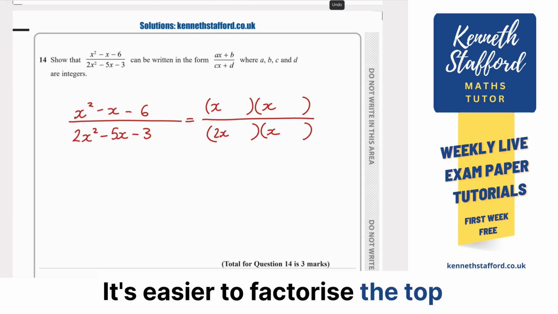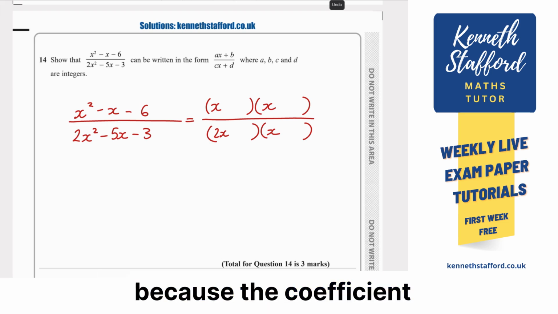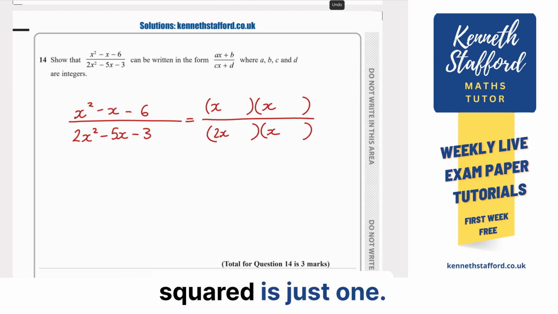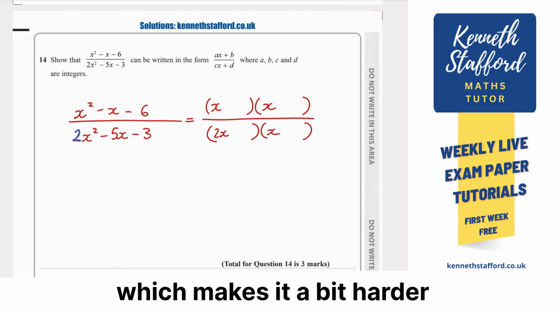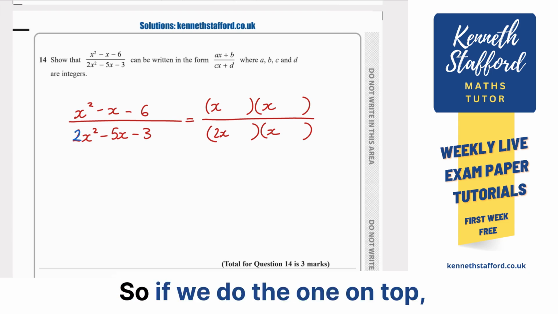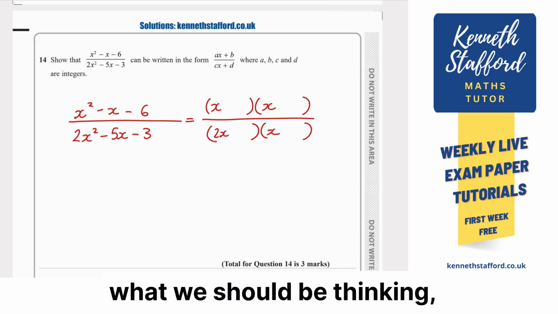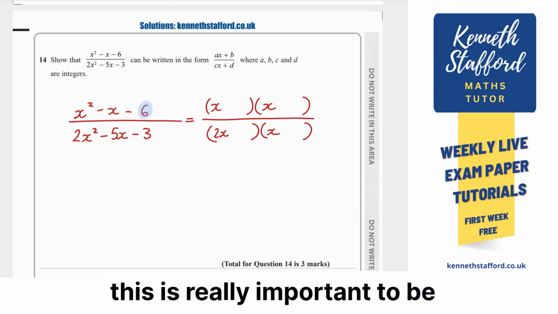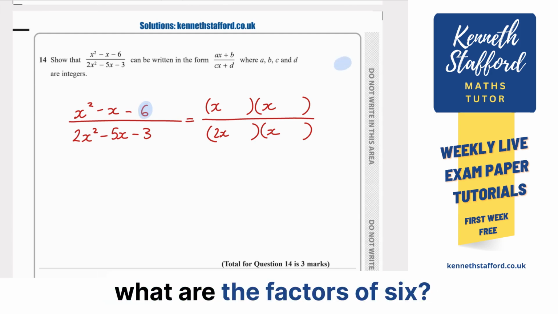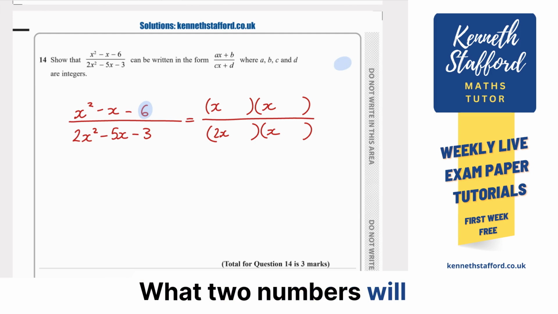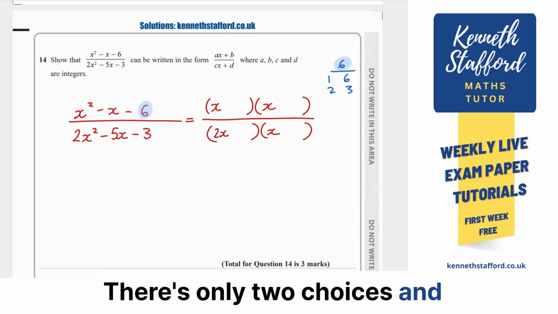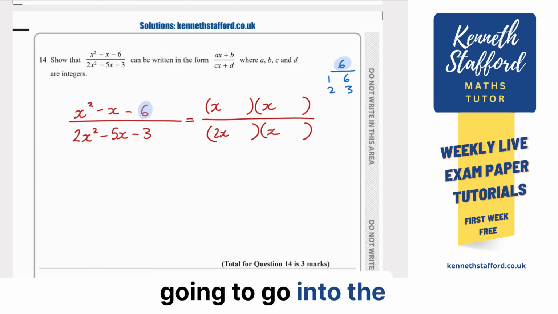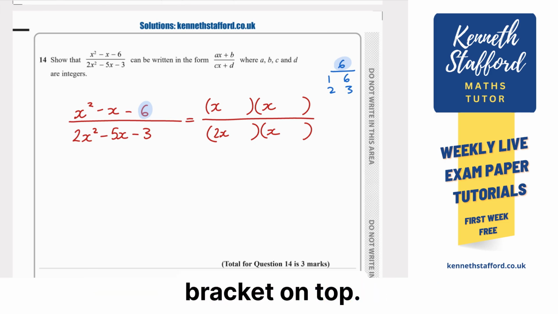It's easier to factorize the top because the coefficient of x squared, the number in front of x squared, is just 1. It's a hidden 1, but it's there. For the one underneath, we got a 2, which makes it a bit harder to factorize. So if we do the one on top, what we should be thinking, and this is really important to be good at on the higher paper, what are the factors of 6? What two numbers will times to make 6? There's only 2 choices, and these are the numbers that are going to go into the bracket on top.